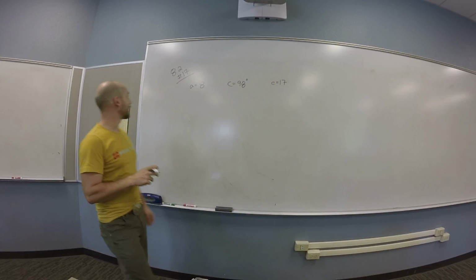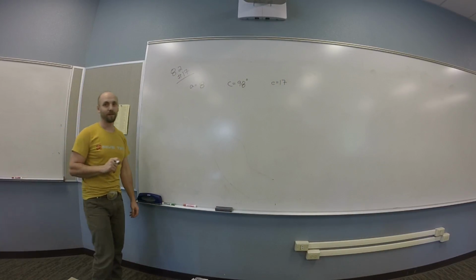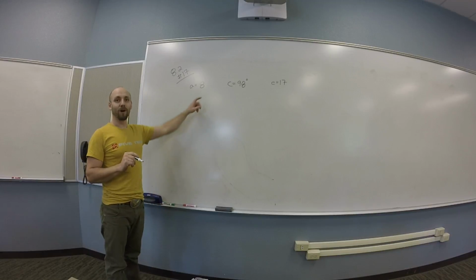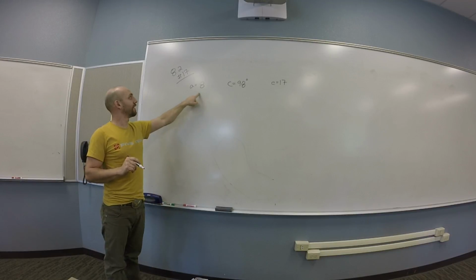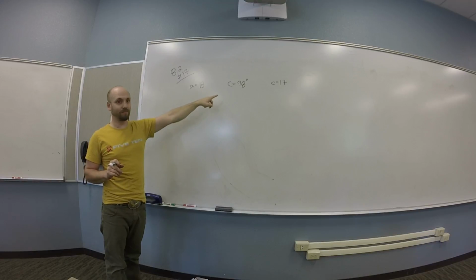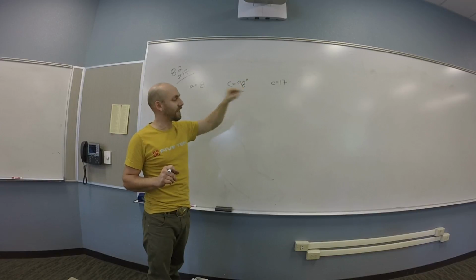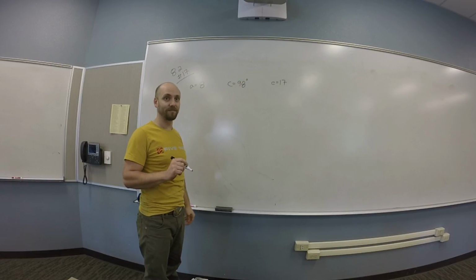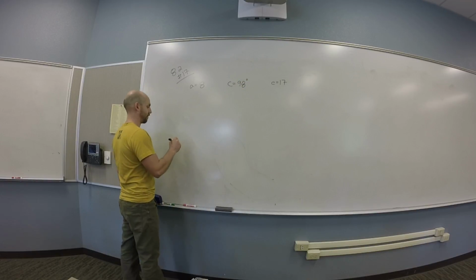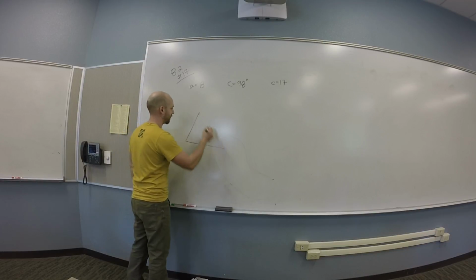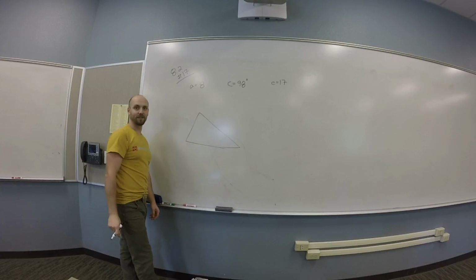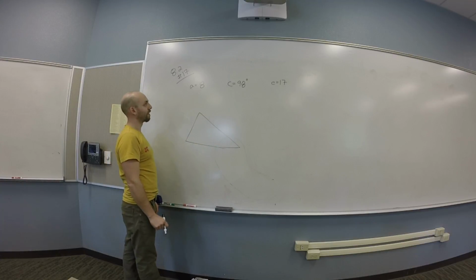Okay, so let's look at number 17 in 8.2, where we have a side a that's 8, an angle C that's 98, and a side c that's 17. I feel like we should draw a triangle. Some triangle, and what I know is that there's an angle that's 98 degrees.